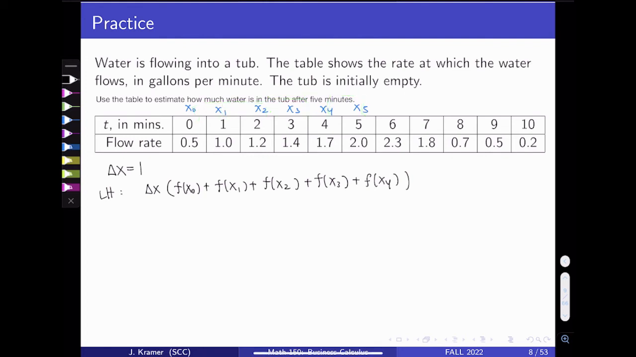Then we just plug in the values from the table. So our delta x is 1, f of x0 is 0.5, plus 1, plus 1.2, 1.4, 0.7. And then we'll use our calculator. So the left-hand approximation is 5.8. We'll also do the right-hand approximation, and then we'll average the two. It's important to note that the units here will be gallons.